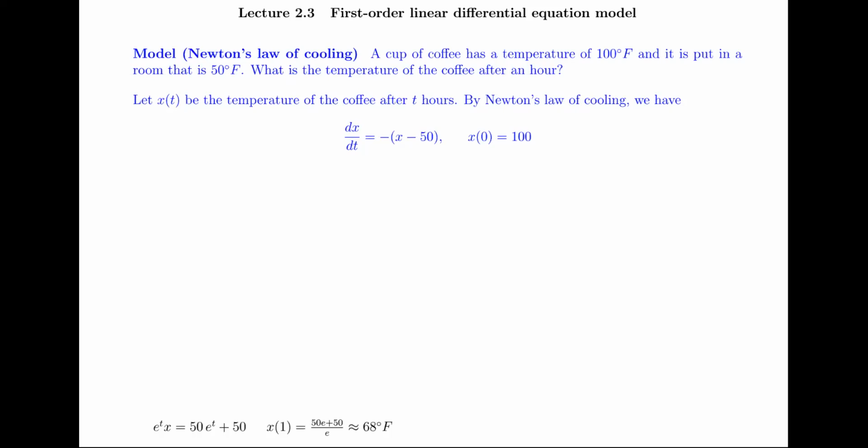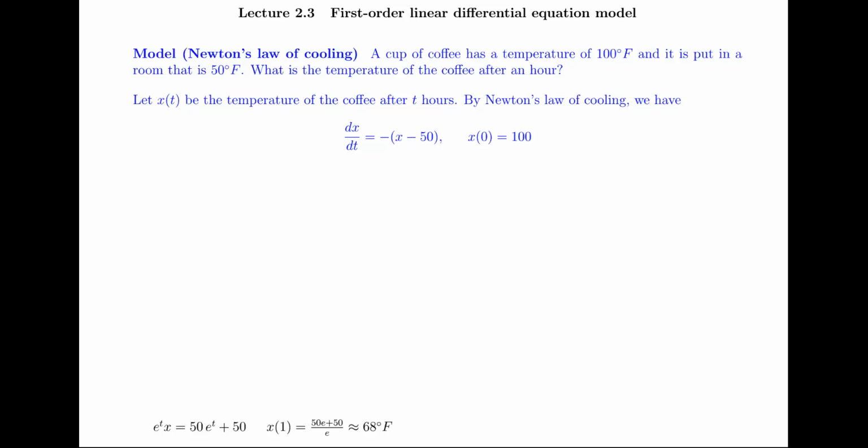Well, if we let x of t be the temperature of the coffee after t hours, then by Newton's law of cooling, we have this equation dx/dt is equal to negative of the quantity x minus 50. And we have that initial condition that the coffee started out at 100 degrees Fahrenheit. So x of 0 is 100. So this just gives us a linear first order ordinary differential equation that we must solve. And really, we are solving an initial value problem of that type.